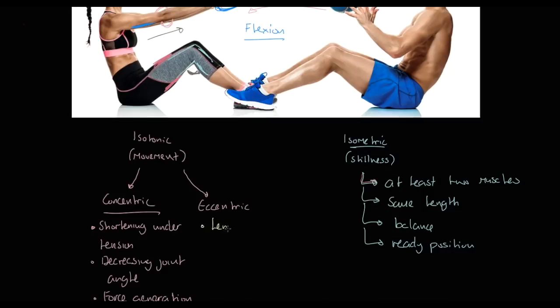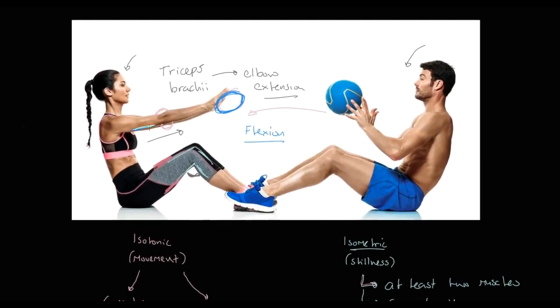So the eccentric contractions are a little different. They lengthen under tension. They also increase joint angle. And they act as a brake, as in braking a car or braking a bicycle. So they're acting as a brake. As the ball arrives and the elbows flex, the triceps brachii are going to act eccentrically to slow the flight of that ball down, basically so it doesn't hit her in the chest. It's going to slow it down gradually, and the triceps brachii is going to do that work while lengthening.